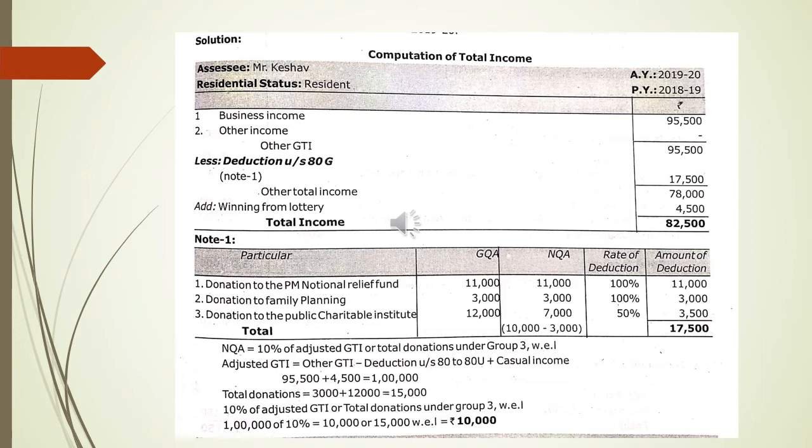So now your total income becomes 78,000 plus if there are any casual incomes, LTCG, we have to add it back. So 4,500 winning from lottery is a casual income, so that has to be added, and your total taxable income will be 82,500. Hope you have understood this 80G deduction donations.